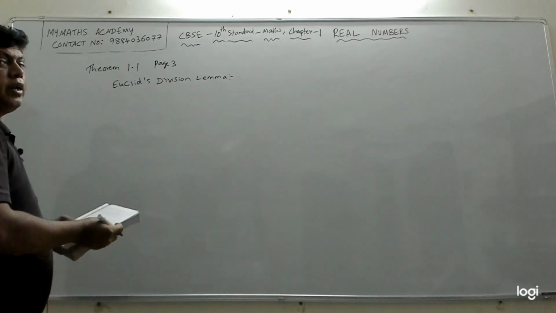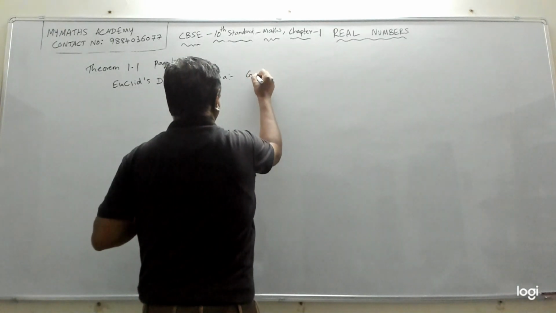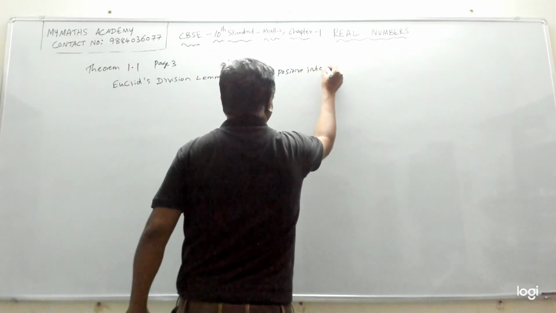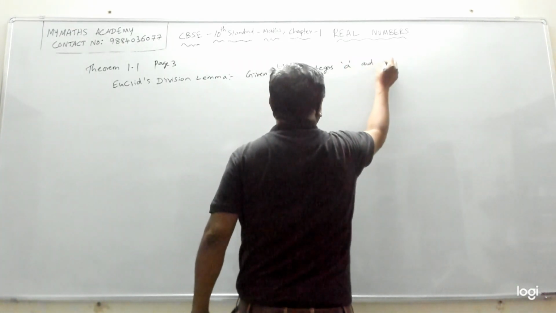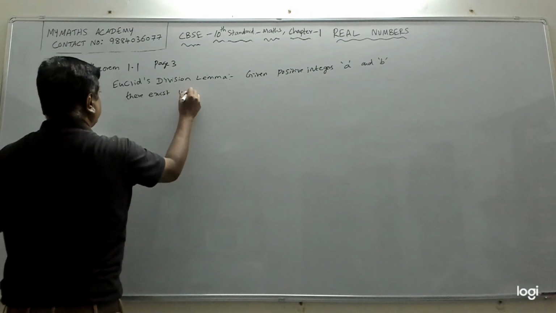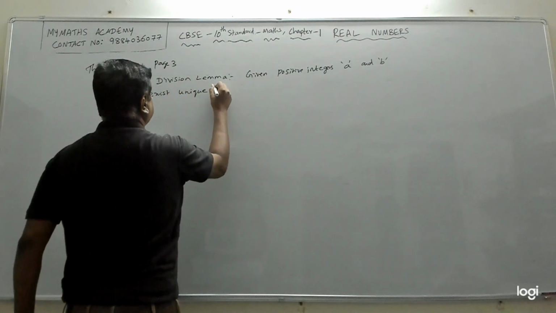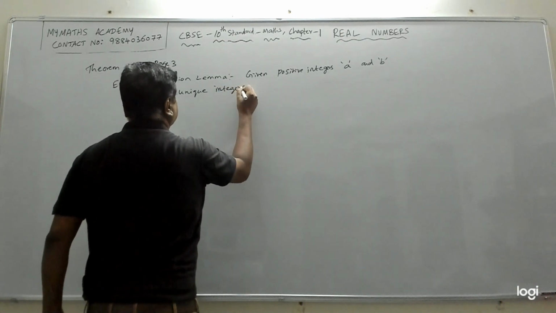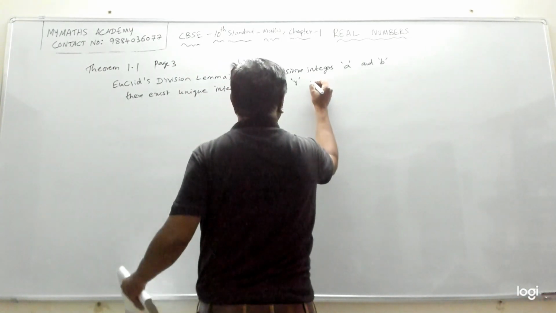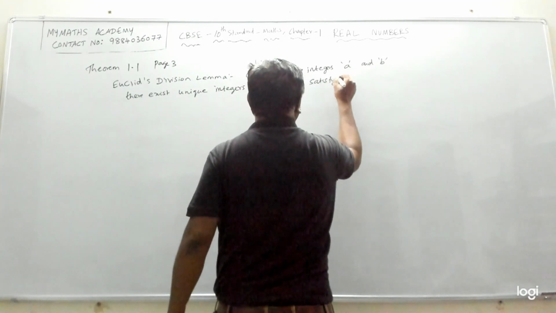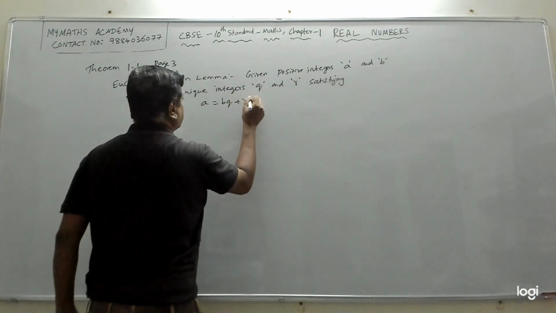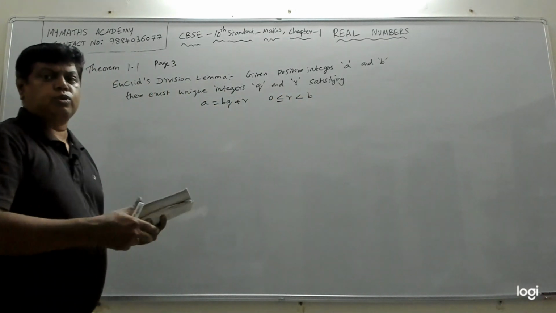Now, what is Euclid's division lemma? It says that given two positive integers a and b, there exist unique integers q and r satisfying the below condition: a equal to bq plus r and 0 less than or equal to r less than b. This is Euclid's division lemma.